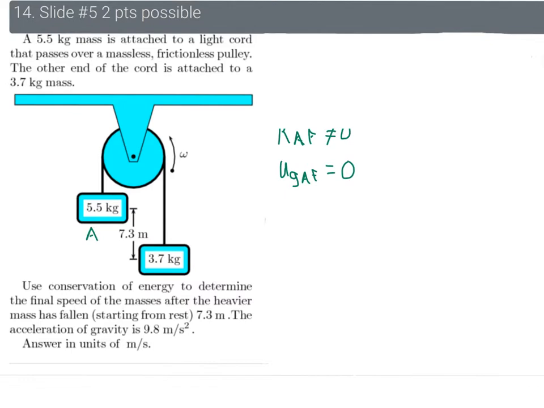All right, let's do the same thing for block B. So block B is the block on the right-hand side. And so we'll have the same variables, just with the letter B instead. So the original kinetic energy of block B will be equal to 0, because it starts at rest. The gravitational potential energy of block B originally is at the lower level at the beginning, at the start, so that is also equal to 0.